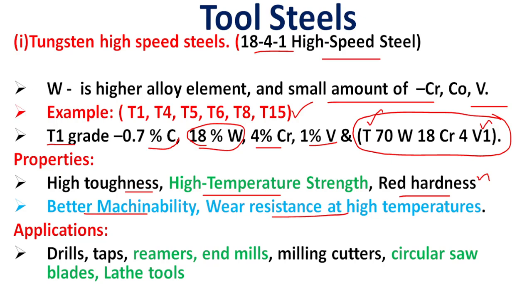The applications of this tool are drills, taps, reamers, end mills, milling cutters, circular saw blades, and lathe tools. So everything is in the tooling material. So high speed tool steels, tungsten high speed steel, is one type of high speed tool material.